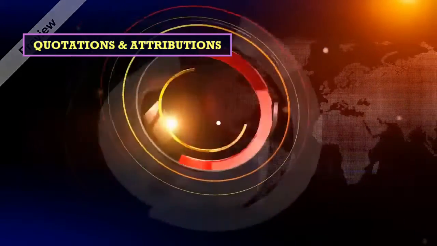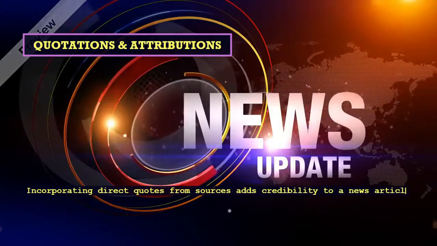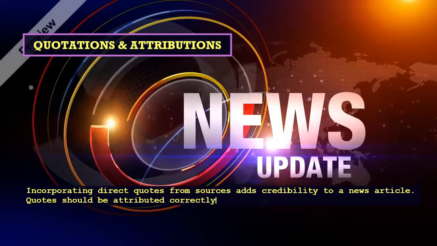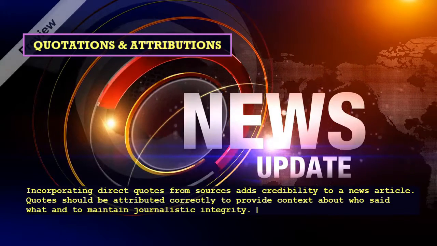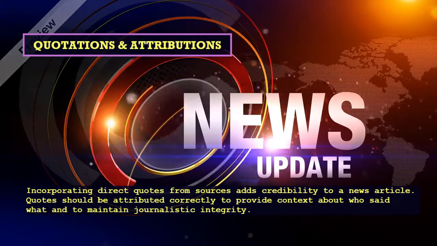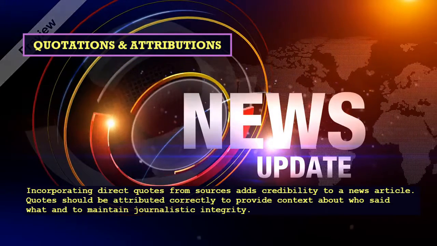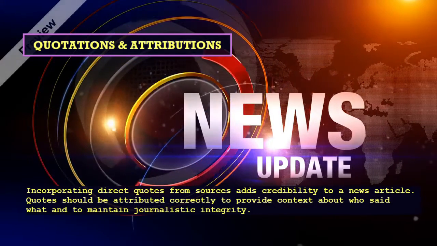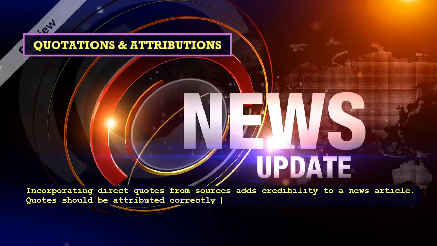6. Quotations and attributions. Incorporating direct quotes from sources adds credibility to a news article. Quotes should be attributed correctly to provide context about who said what and to maintain journalistic integrity. Attribution is essential for distinguishing between facts and opinions, which should only be included if they are sourced appropriately.